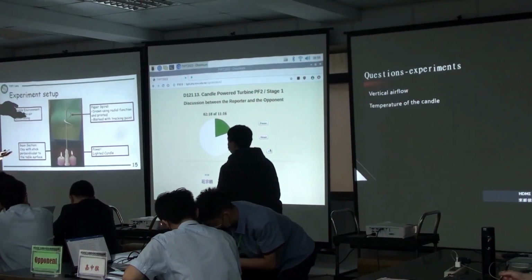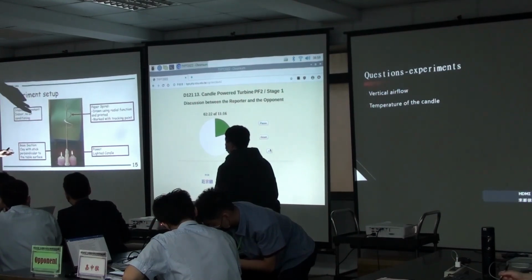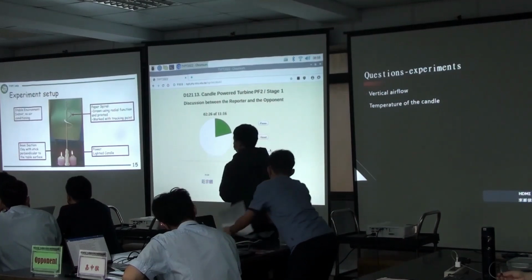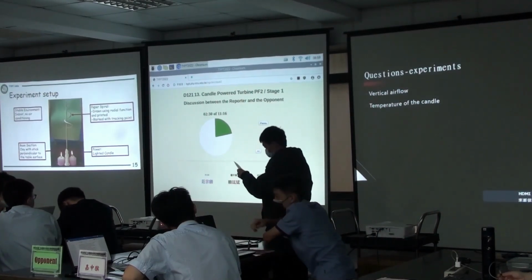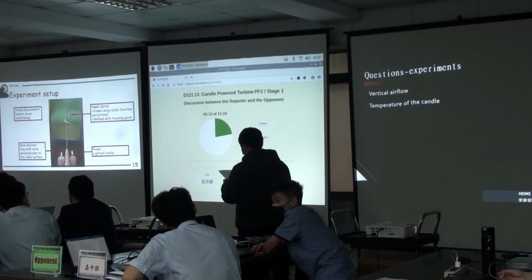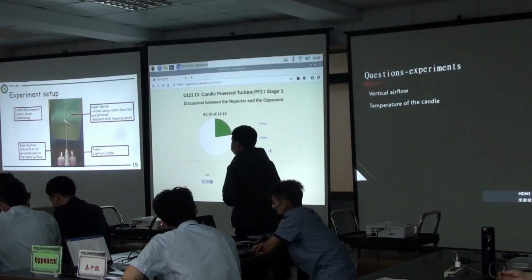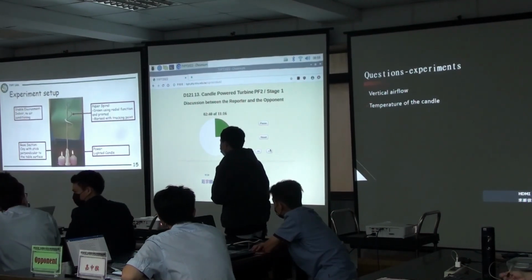But a candle is not a high temperature thing, because the temperature of a candle is not high enough for a material like paper to change its shape. So we think it is irrelevant, and the candle here only serves as a power source to let this whole phenomenon happen.